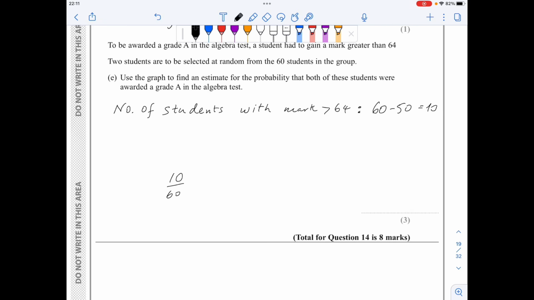And finally, to find the probability that both students were awarded a grade A, I'll multiply 10 over 60 for the first student times 9 over 59 for the second. This is like sampling without replacement, and this will come out to be 3 over 118. Note that the mark scheme accepts using a 51 here, which implies a 9 here. So a calculation of 9 over 60 times 8 over 59, which gives 6 out of 295, is also acceptable.